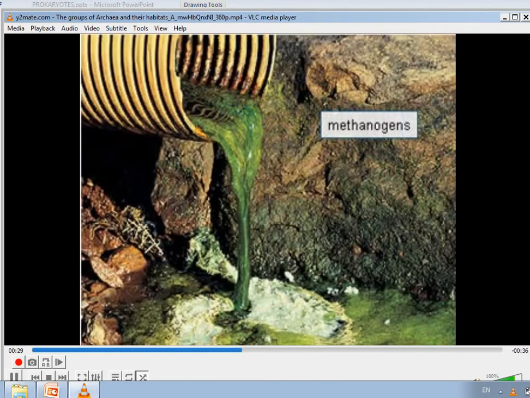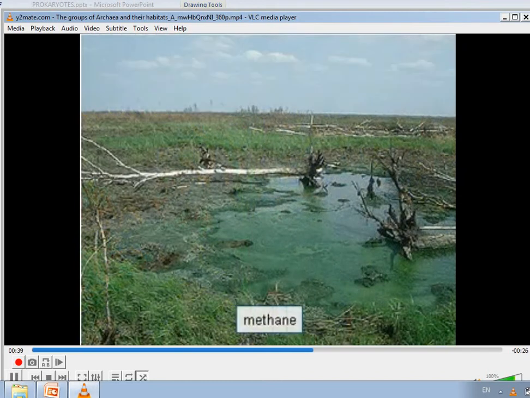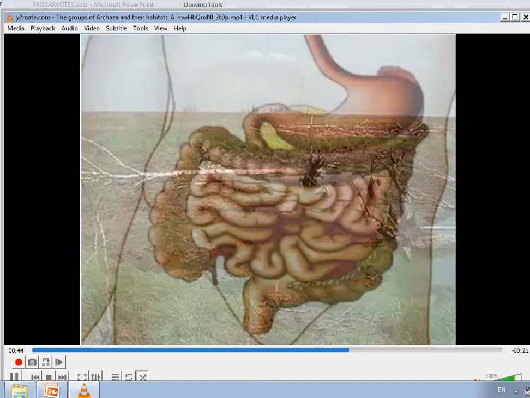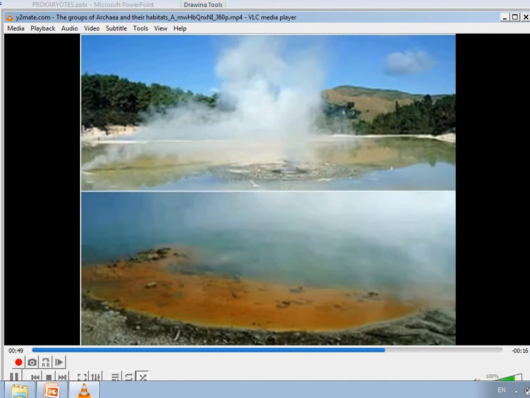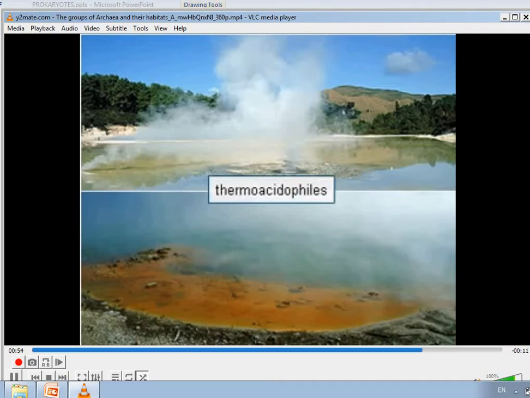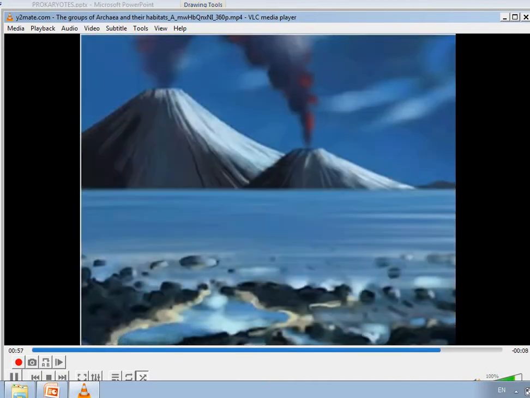Methanogens are probably the most abundant of the archaea. They inhabit sewers and swamps, where they use carbon dioxide and hydrogen to produce methane under anaerobic conditions. Methanogens are also found in the alimentary systems of humans and animals. The last group of the archaea is the thermoacidophiles, which inhabit hot, acidic environments. The adaptations of these organisms to their habitats probably reflect the conditions once found on Earth.